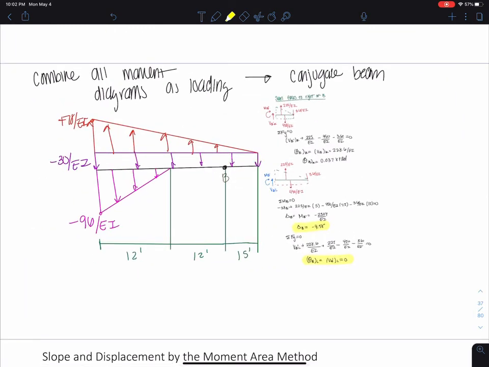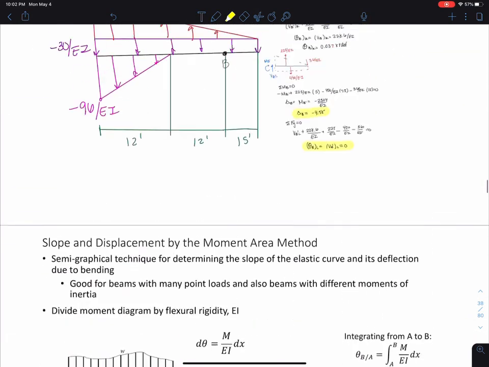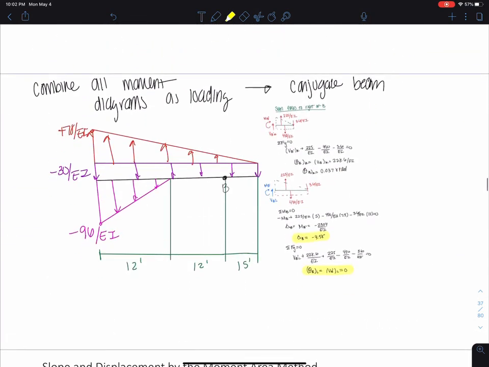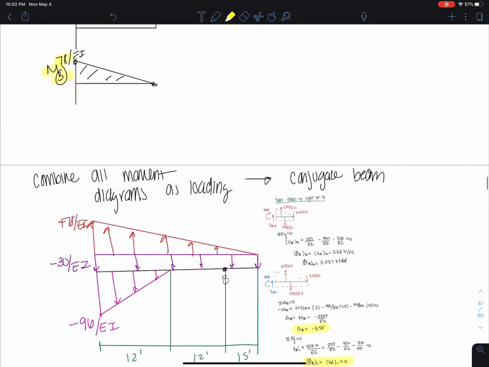Okay, so basically that's all you need to know from this huge 80 slide PowerPoint. We're not going to worry about the other stuff. We're just going to keep it at conjugate beam method. And during our final review, I will answer questions about this and go over it in more detail if you guys need more help.